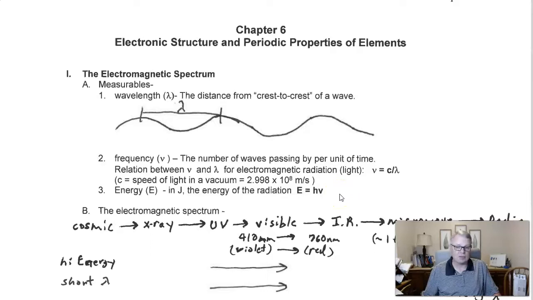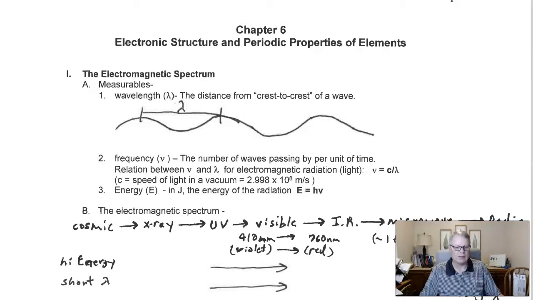Third thing I can measure about a wave is its energy. How much energy does the wave have? Well, that's usually measured in joules. The energy of the radiation is proportional to the frequency. In other words, the higher the frequency I have, the more waves passing by I have per second, the higher the energy.